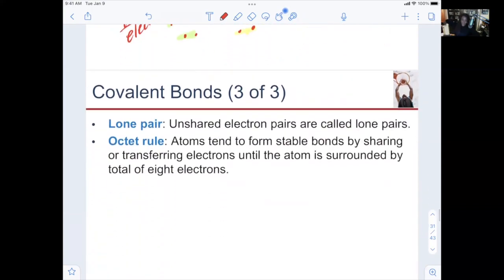Okay, so in covalent bonds, we're told here, just like we saw, unshared or unpaired. They have to be single. So single electrons.